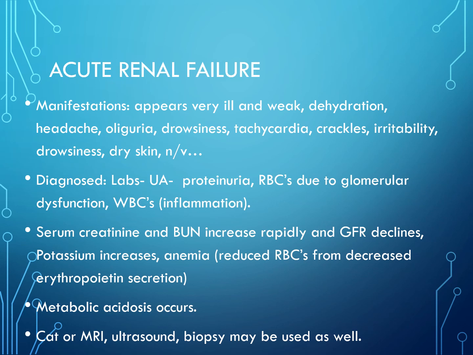You'll see potassium increases, and anemia, because there are reduced RBCs being made from the decreased erythropoietin secretion by the kidney, because the kidney's not working very well. Metabolic acidosis can then occur. They may do CAT scans or MRIs to try to determine the cause. Ultrasound and biopsies may be used as well.